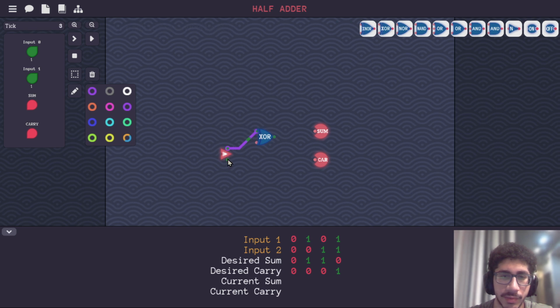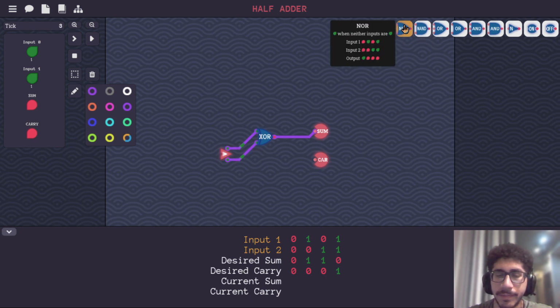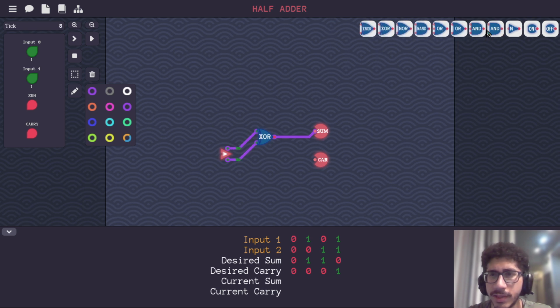Not sure how we're gonna do it. Oh yeah, we can just do this. Right? I guess that makes sense. XOR will give us what we want. And then for the desired carry, it needs to be 0 0 0 1, which I think is not the NAND, the NOR. Or no, then what would it be? The AND, sorry? Yeah, the AND. The AND would do that. And there we go.